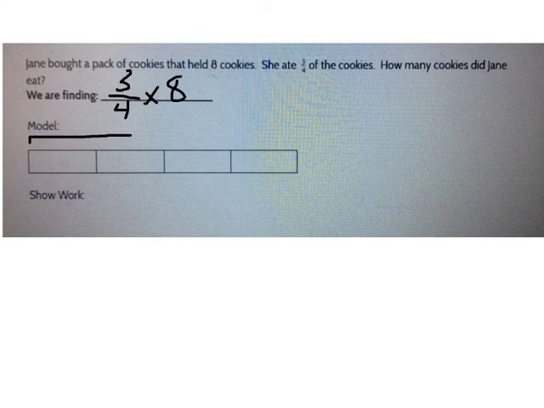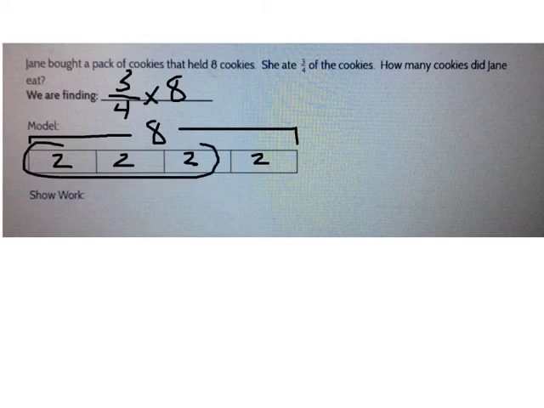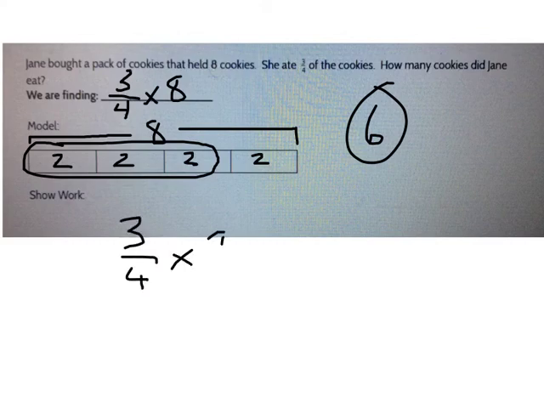I know that Jane started with 8 cookies altogether. If I split them into 4 equal groups, how many cookies would be in each group? What's 8 divided by 4? There would be 2 cookies in each group. Jane ate 3 out of 4 groups of the cookies, 3/4. If she ate 3 of the groups of 2 cookies, how many cookies did she eat? Jane ate 6 cookies.